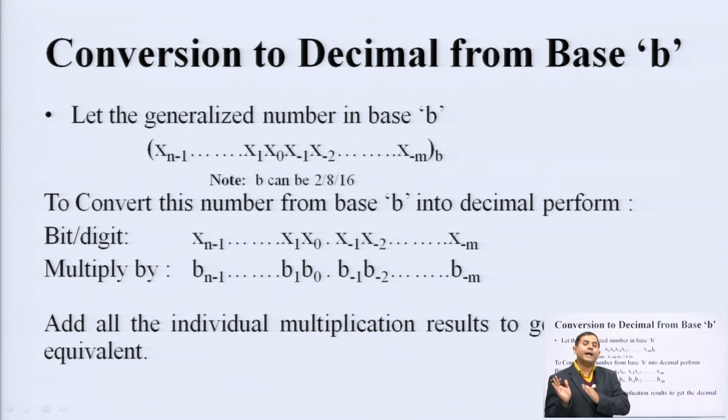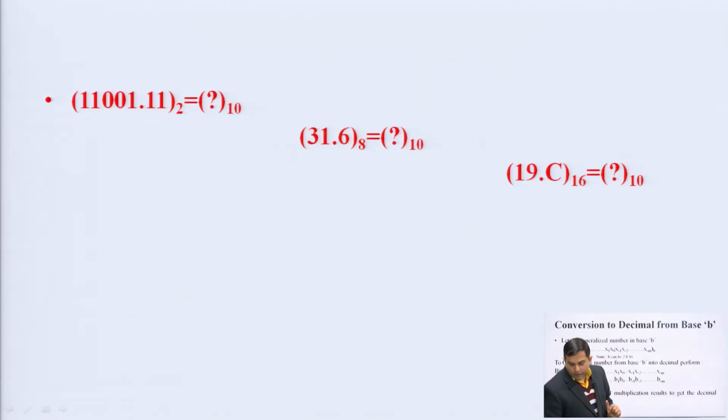Next is conversion to decimal from base B. Till now we have converted the decimal number system to other number systems. Now it is our turn to convert from other number systems to the decimal number system, correct. Here I have written the general format. The base can be 2 for binary, 8 for octal and 16 for hexadecimal. For conversion, we have to multiply the base position with the bit or digit position, and then add all the individual multiplication results to get the decimal equivalent. Okay. Let us start with one example, then it will be easy for you.